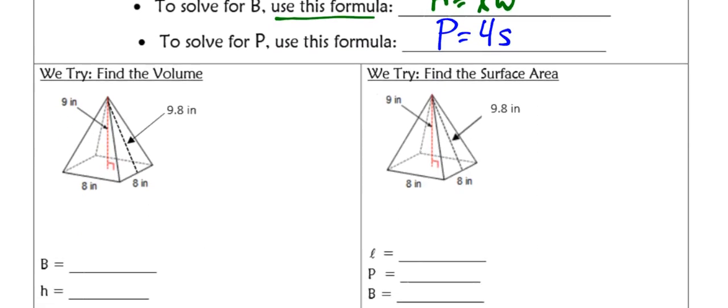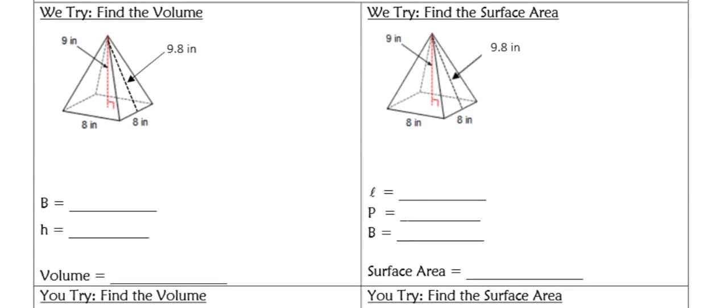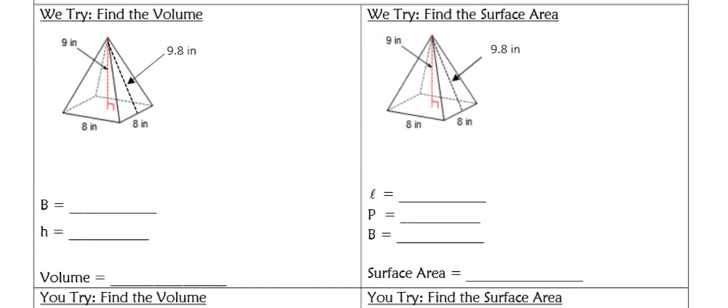All right, let's try it. We're going to find the volume and then the surface area of that pyramid. I'm going to label what I have. I have the height here. I have the slant height here. The 8 is just one side. It's not labeling the base, it's not labeling the perimeter. It's just labeling one side of that square on the bottom. To find the volume, I need the capital B and the H. Well, I have the H already. That's nice.